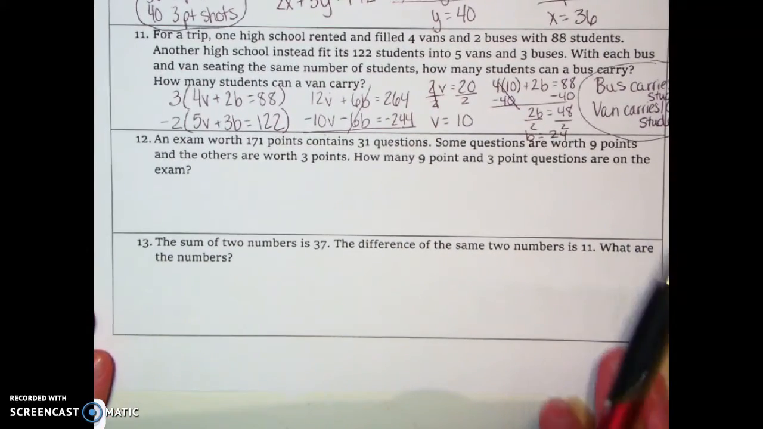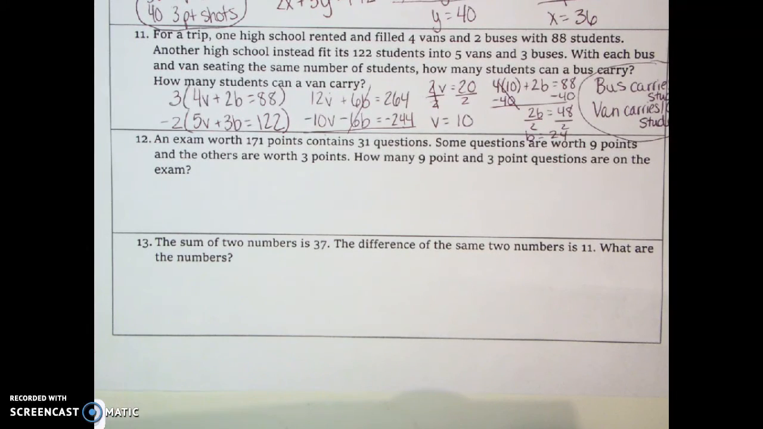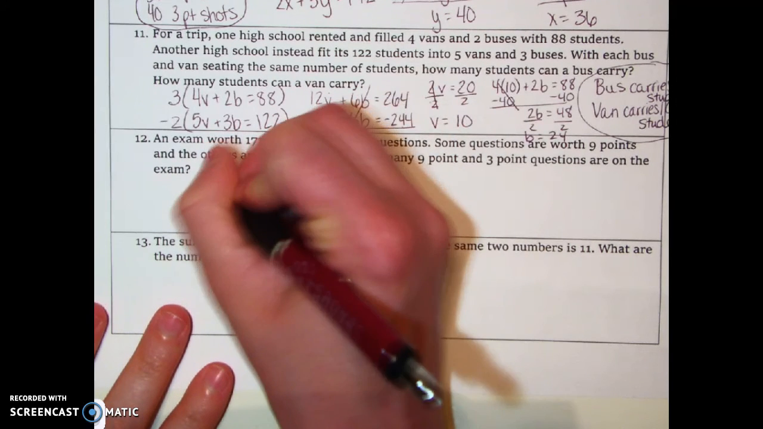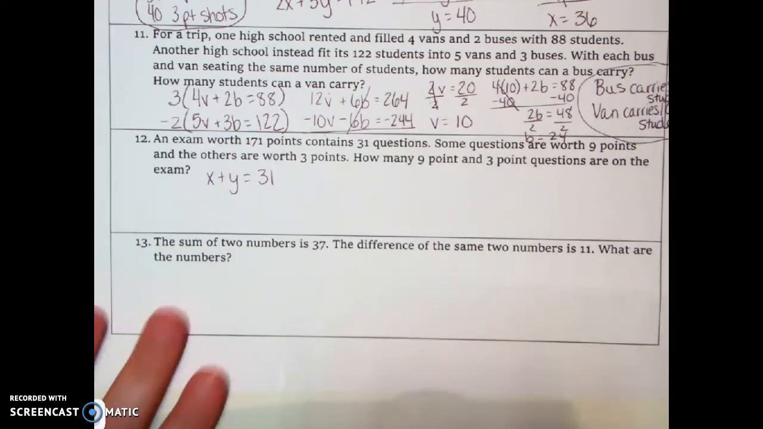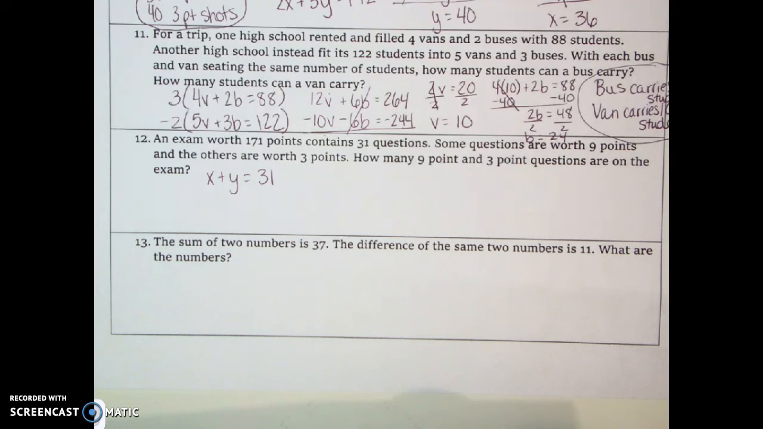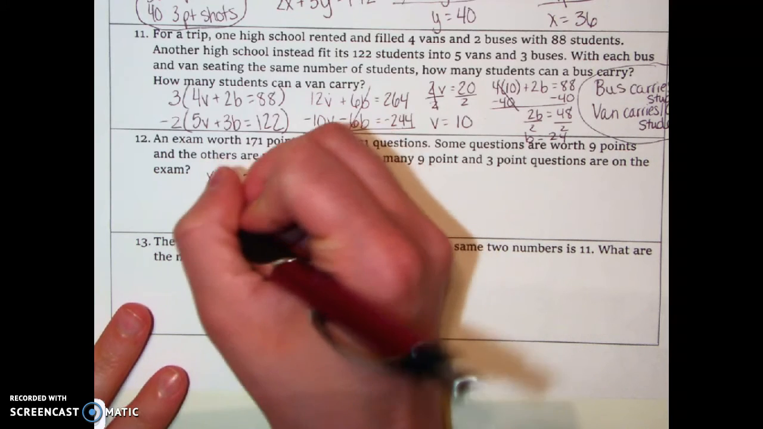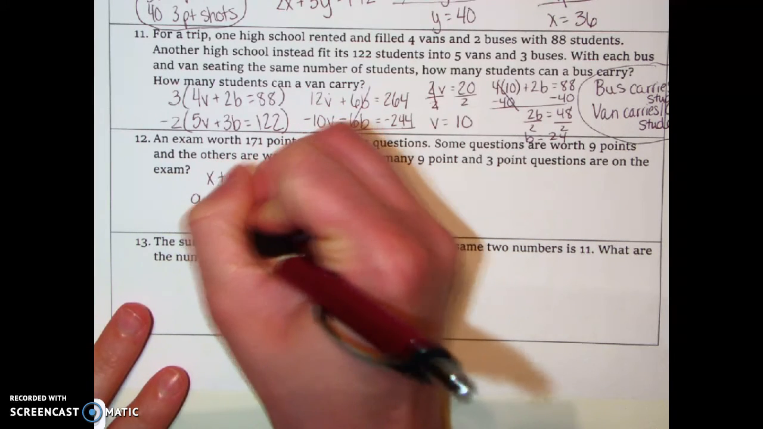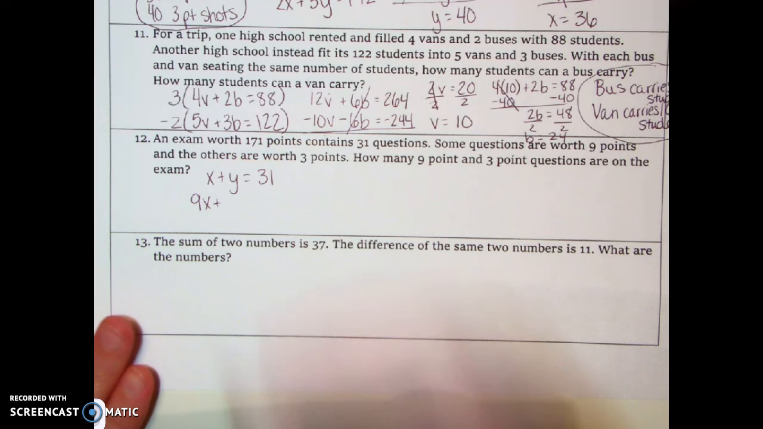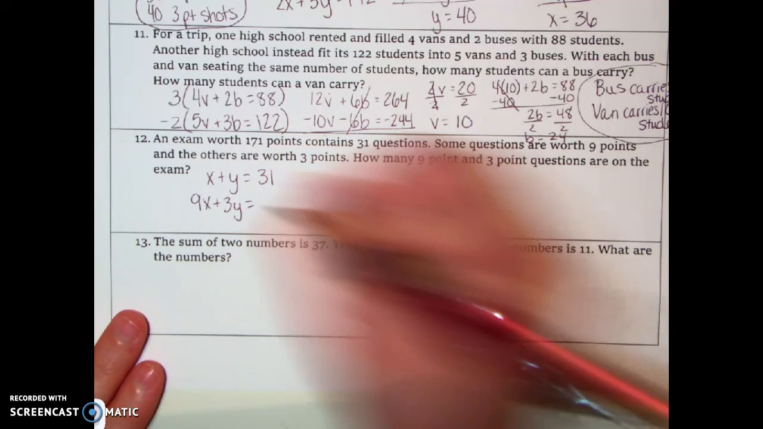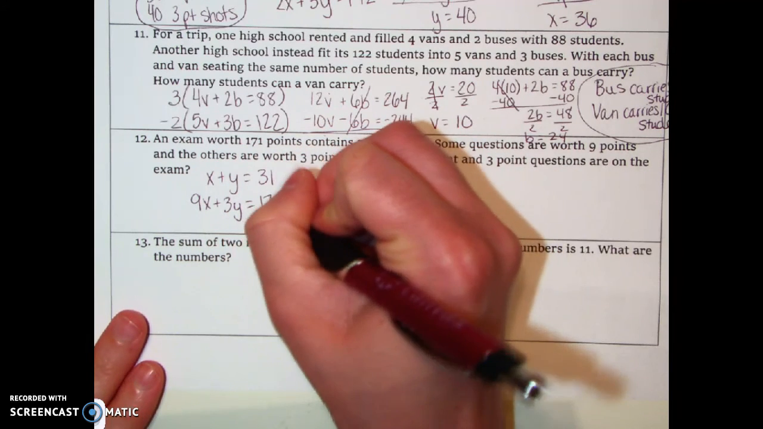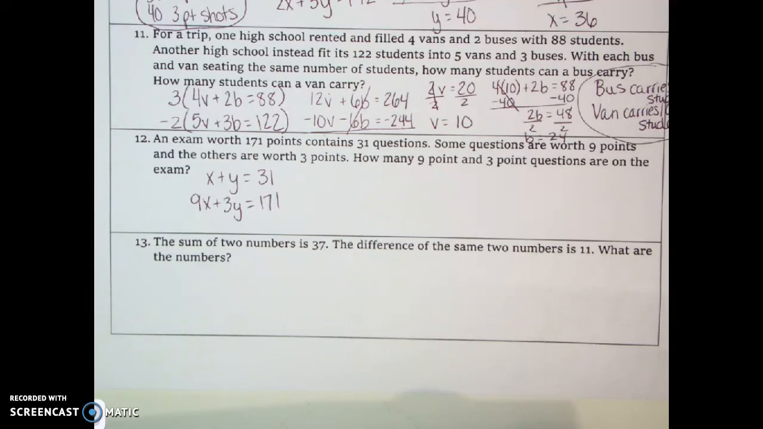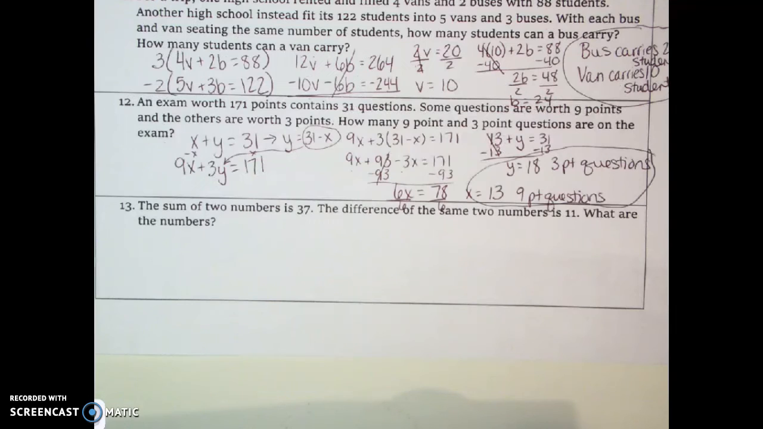Okay, let's look at number 12. An exam worth 171 points contains 31 questions. So x plus y equals 31. Some questions are worth 9 points, so I'm going to say the x's are the 9s, so 9x plus some of them are worth 3 points, for a total of points of 171. Okay, for this one, I am going to use substitution, but just hang on, let me work it out real quick, and then I will go over it.